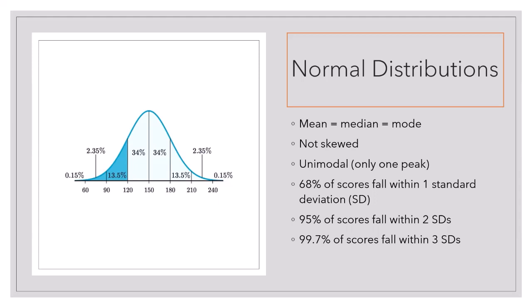Further, exactly 68% of all data points fall within plus or minus 1 standard deviation. In this picture, it's from 120 to 180. And 95% of all scores fall within 2 standard deviations, that's 90 to 210, and 99.7% of scores fall within 3 standard deviations, which is 60 to 240 on the picture there.